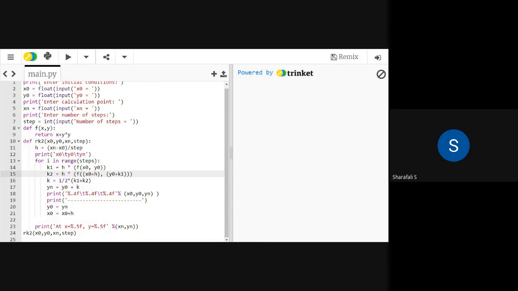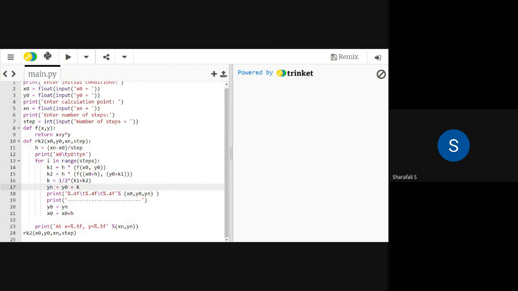Okay, and then we have to go for this. So the number of steps will be 2. If you consider that, then k1 will be this value, that you already know. K2 will be h into f of x0 plus h comma y0 plus k1, and from that you will get k equal to half of k1 plus k2. It is just half of k1 plus k2 that I have given as k. Then the final solution yn will be equal to y0 plus k.